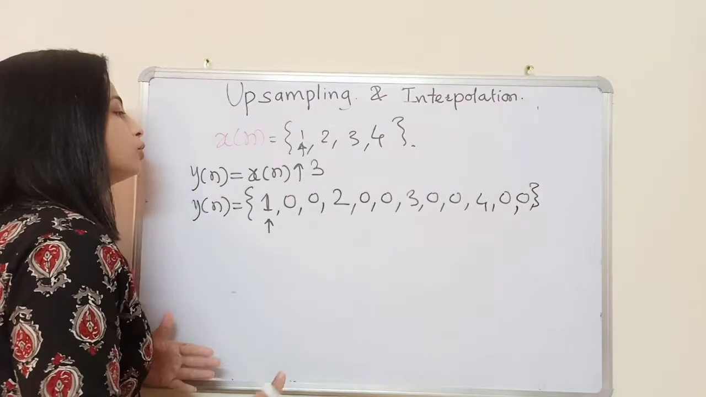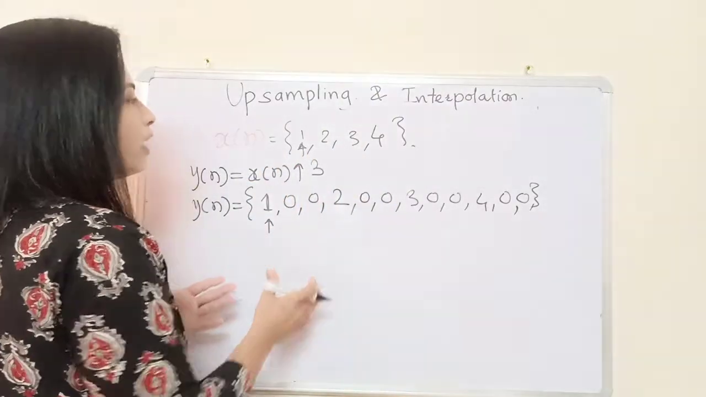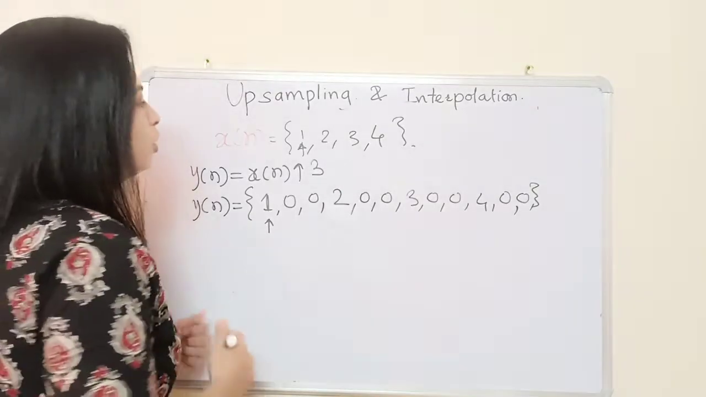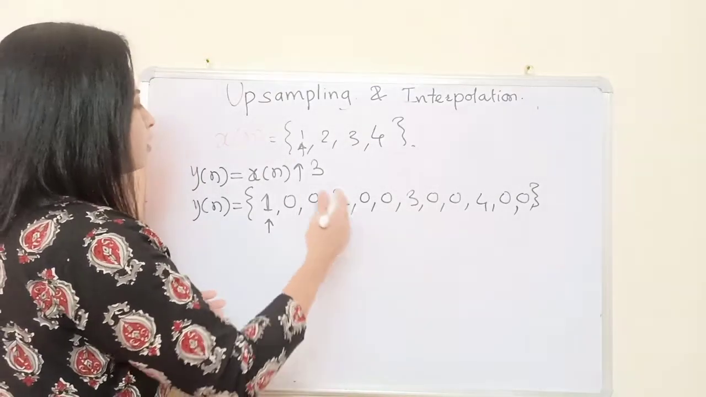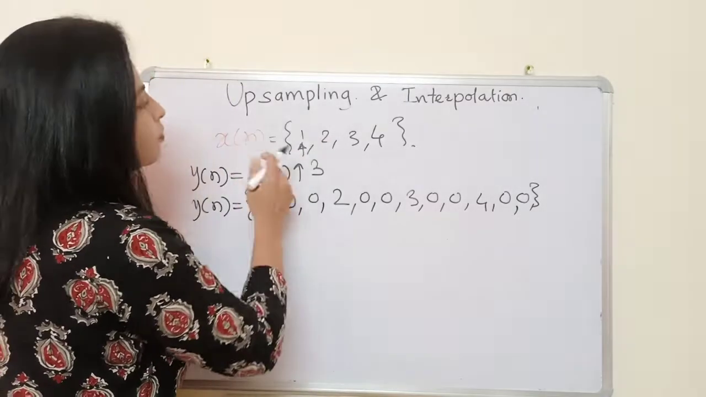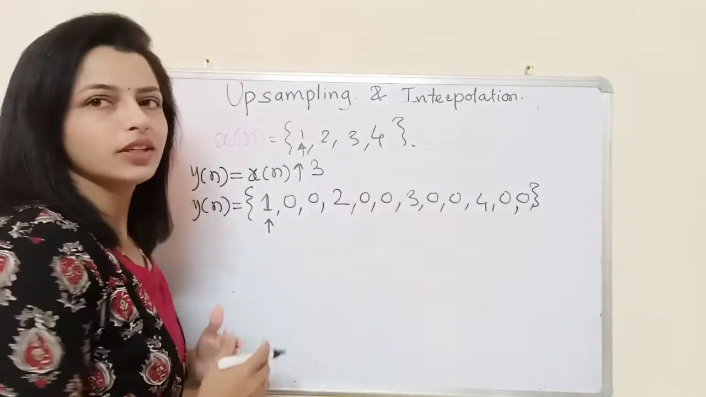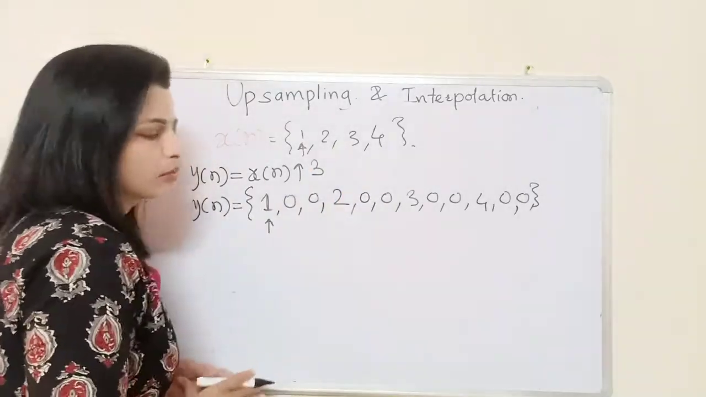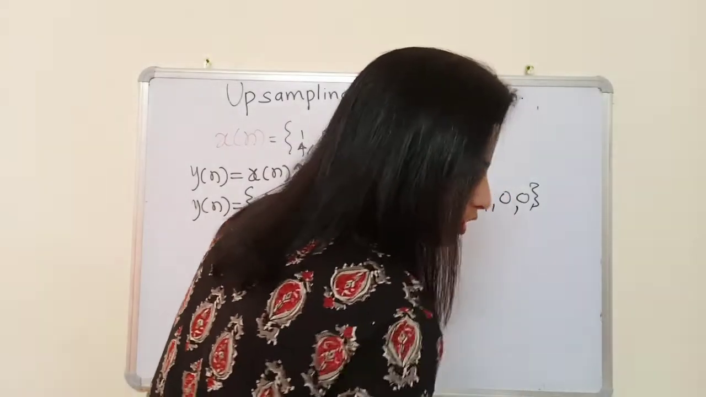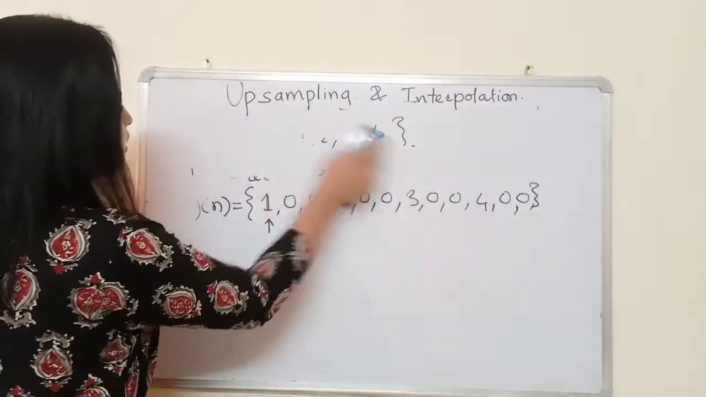So if I want to upsample the same signal by a factor of 2, what will I do? I will insert only a single 0. So upsampled by a factor of 2, the same signal will be 1, 0, 2, 0, 3, 0, 4, 0. So like this we upsample the signal. So we're actually changing the sampling interval to some different sampling interval.